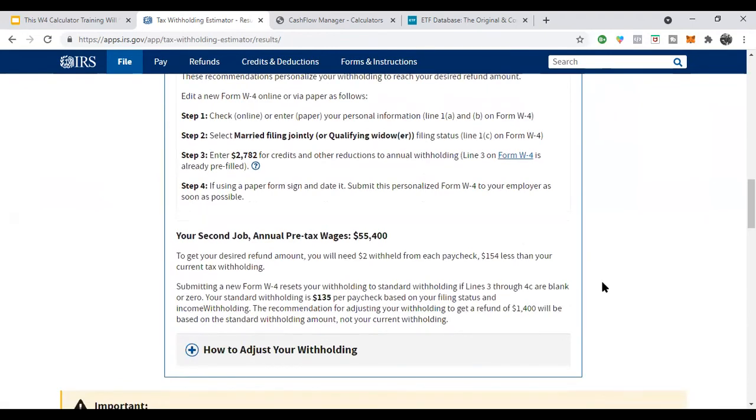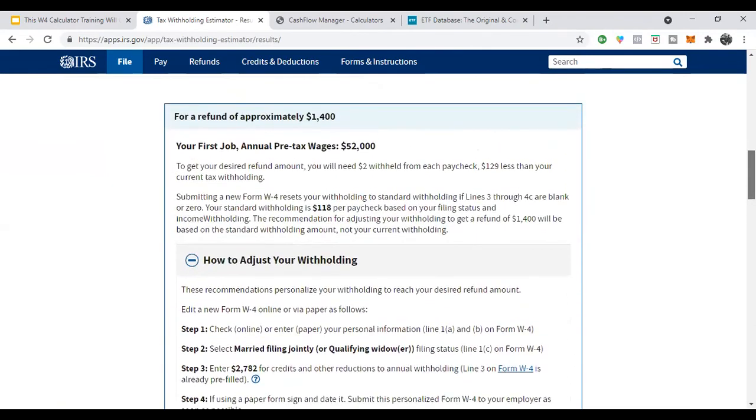All right, so the second job is the Queen. To get your desired refund amount, you will need $2 withheld. So when you adjust it, you're still going to get a refund in the form of $1,400. However, the other amount that would have been in the form of a refund is now going to be coming to your paycheck. So when they say $154 less than your current tax withholding, you would have been paying $156, but that $154 is going to come back to your paycheck, each paycheck. And I'm going to go back to the first paycheck. When it says $129 less, that's going to be a $129 pay increase per paycheck.